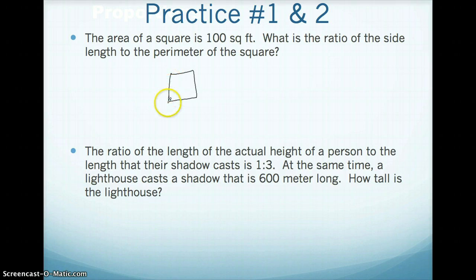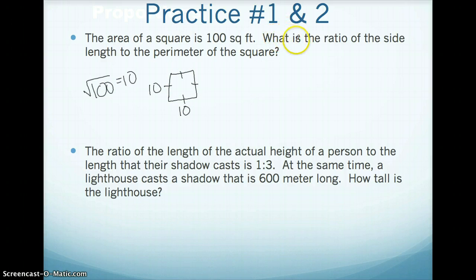And we find area by multiplying the length times the width, or side times the side, and we know that all sides on a square are equal. So, if that is true, then we are finding the square root of 100, which is equal to 10. And so we know 10 times 10 equals 100, and that's how we get the area of a square. So this is our square.